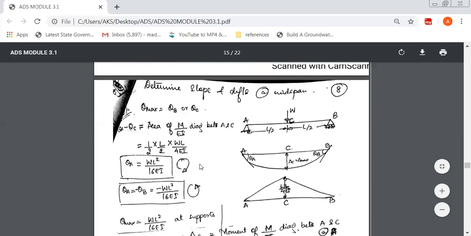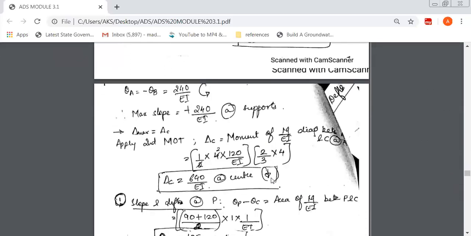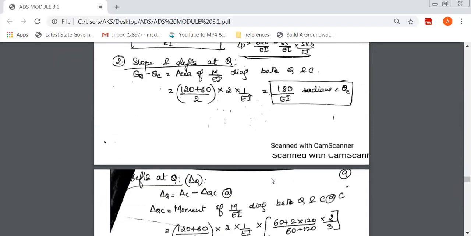So you can see here, we have found out all the maximum quantities. That is maximum slope at A, maximum slope at B, and maximum deflection at C. Okay, and you consider the next problem.